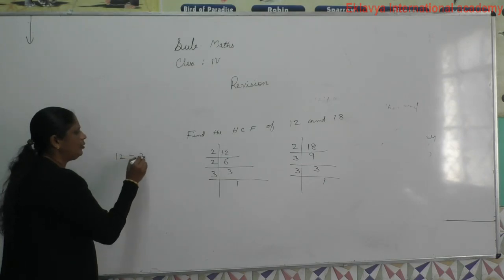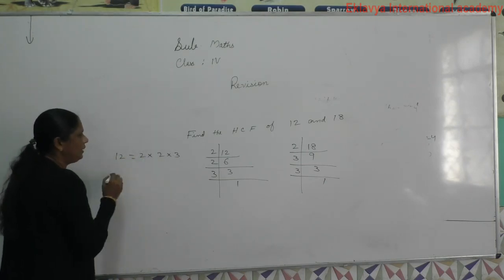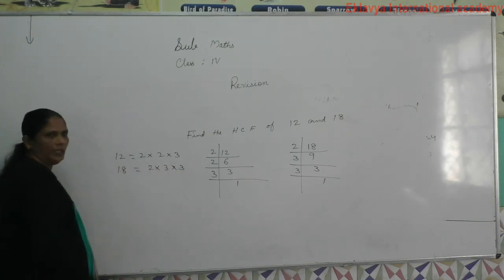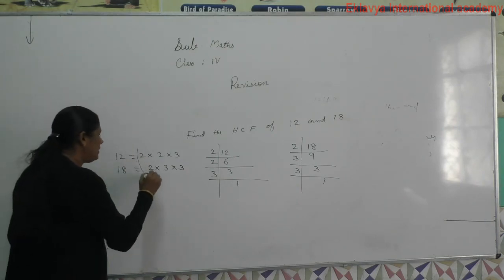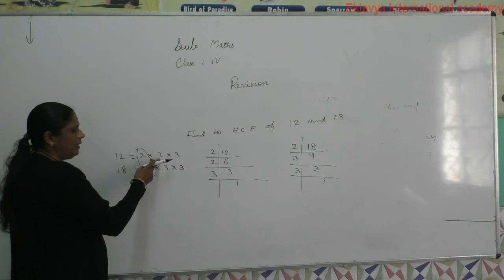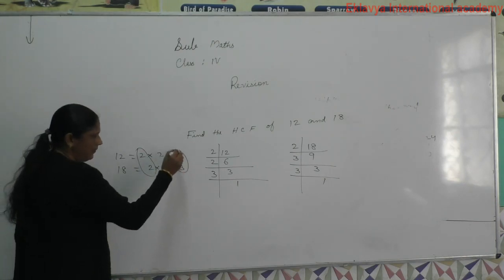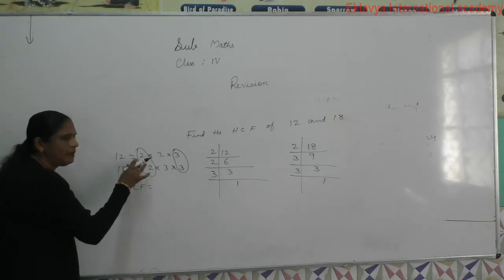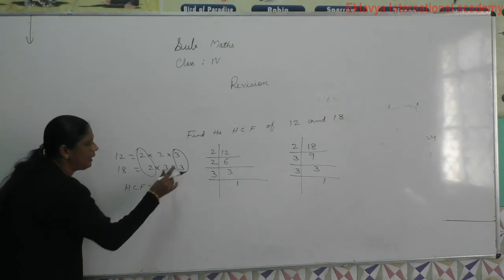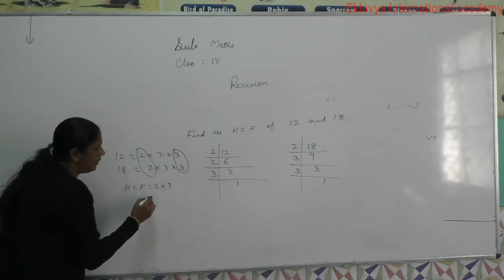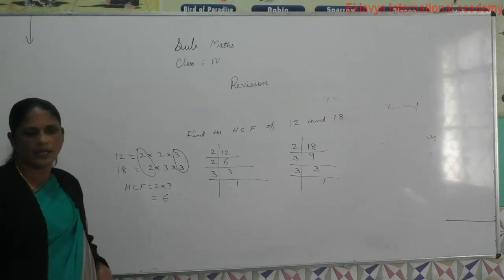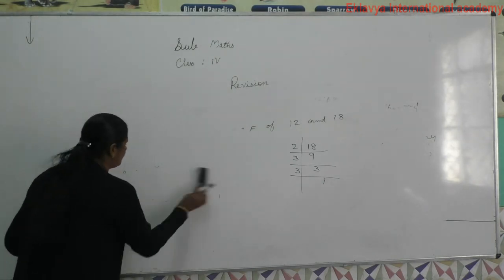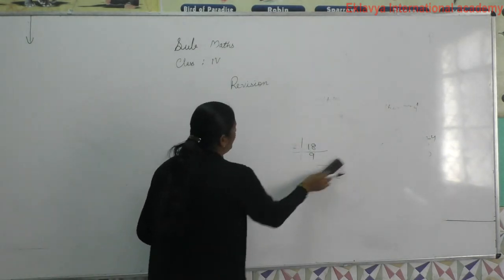12 is equal to 2 into 2 into 3. Then 18 is equal to 2 into 3 into 3. Now you circle the common factors. This 2, then this 2. Here there is no 2. Then this 3. Now you write HCF is equal to: you take one 2 in this group, you take one 3 in this group, then our answer is 6. Understand? This is the HCF of 12 and 18.